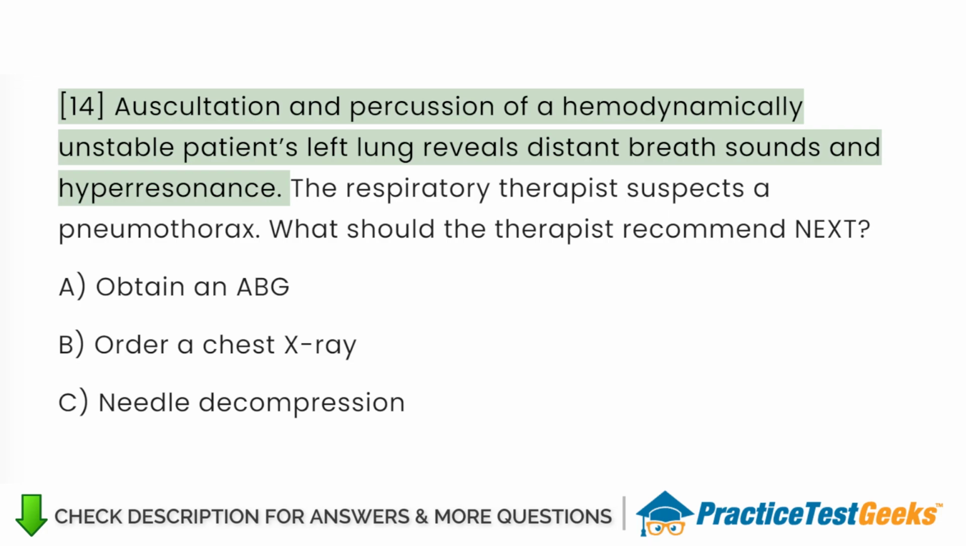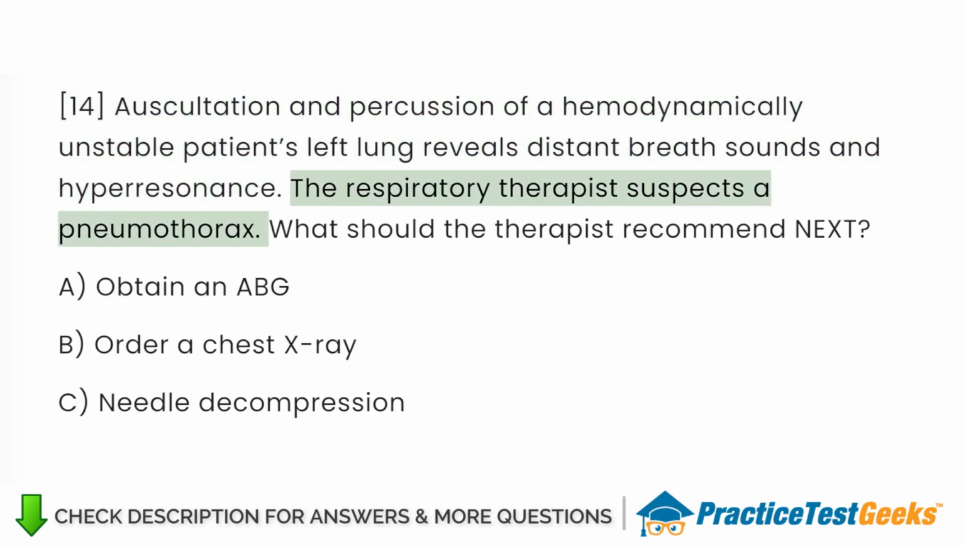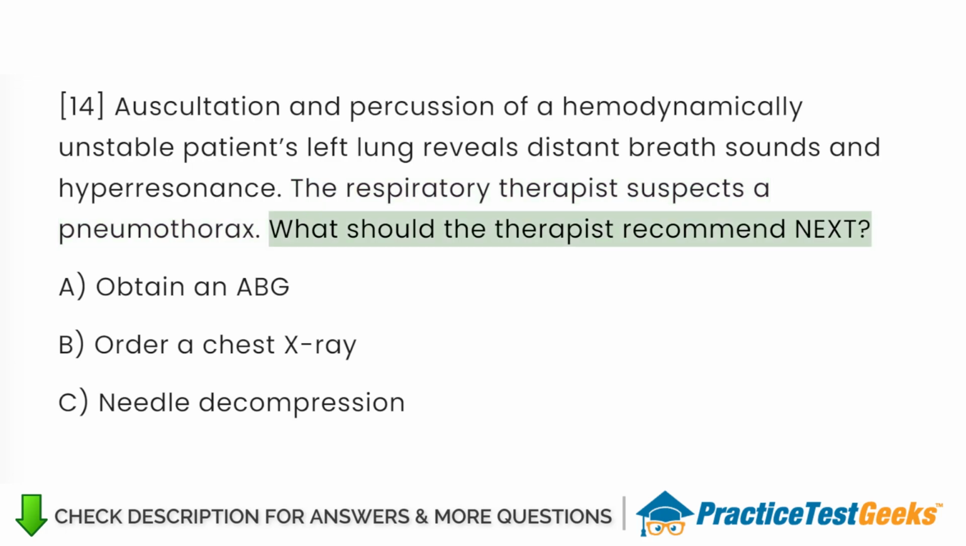Auscultation and percussion of a hemodynamically unstable patient's left lung reveals distant breath sounds and hyperresonance. The respiratory therapist suspects a pneumothorax. What should the therapist recommend next? A. Obtain an ABG. B. Order a chest X-ray. C. Needle decompression.